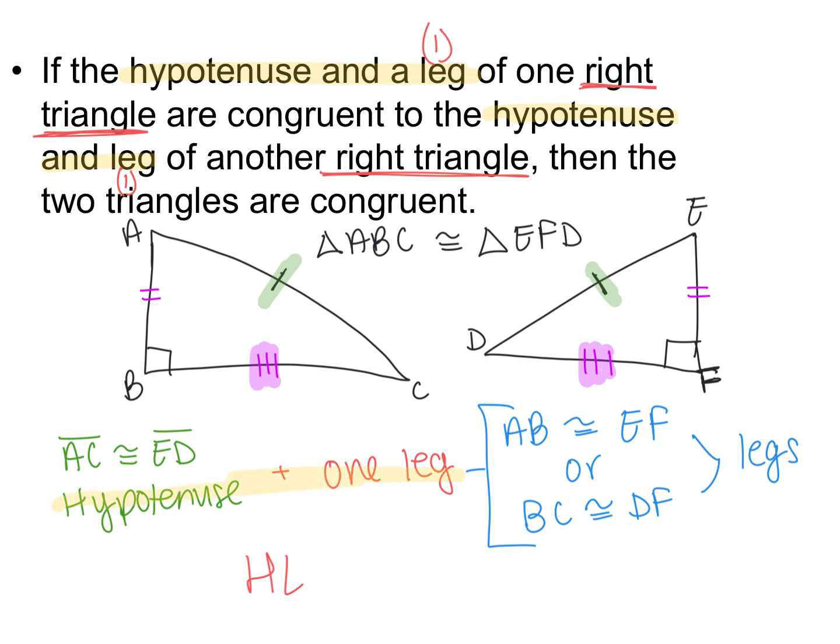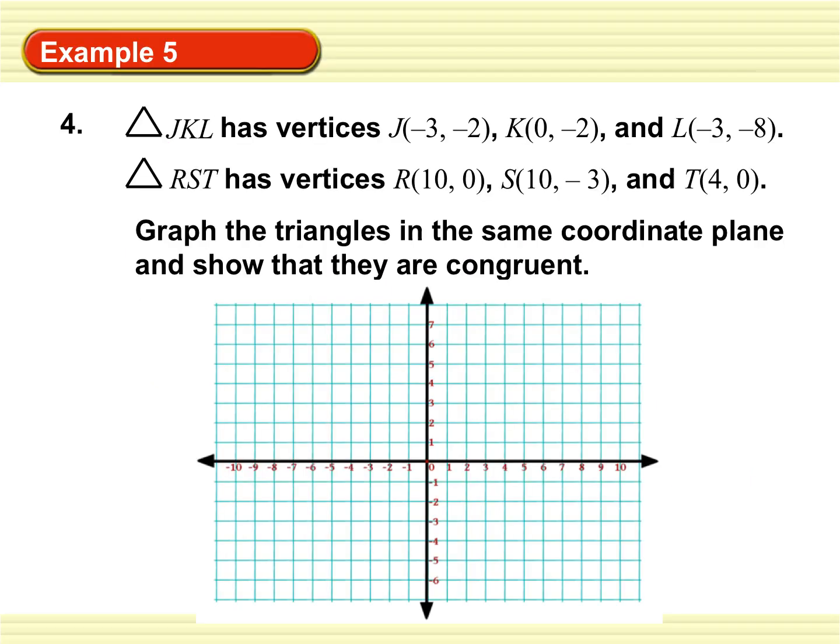Again, you just need a hypotenuse and one leg, not two, just one, to prove that it's HL. All right, looking at this one, it says triangle JKL has these vertices and triangle RST has these vertices. Graph the triangles in the same coordinate plane and show that they are congruent. From here on out, when you are graphing, you have to make sure you're labeling your points.